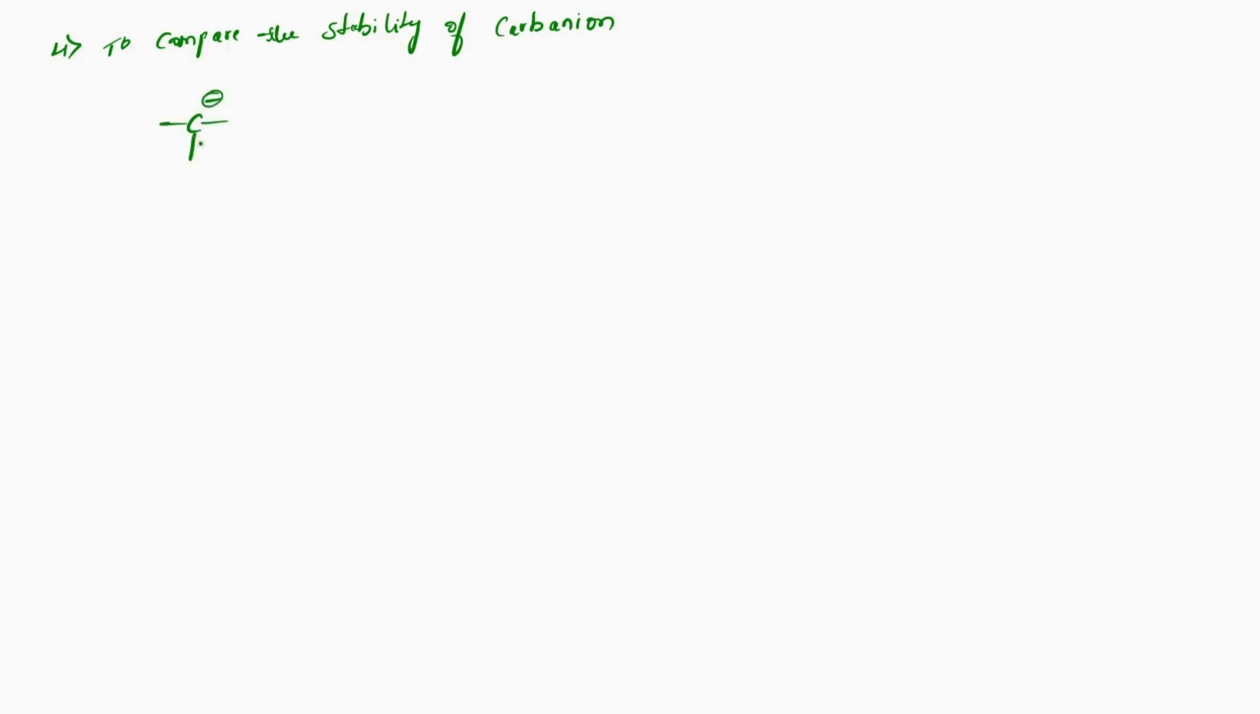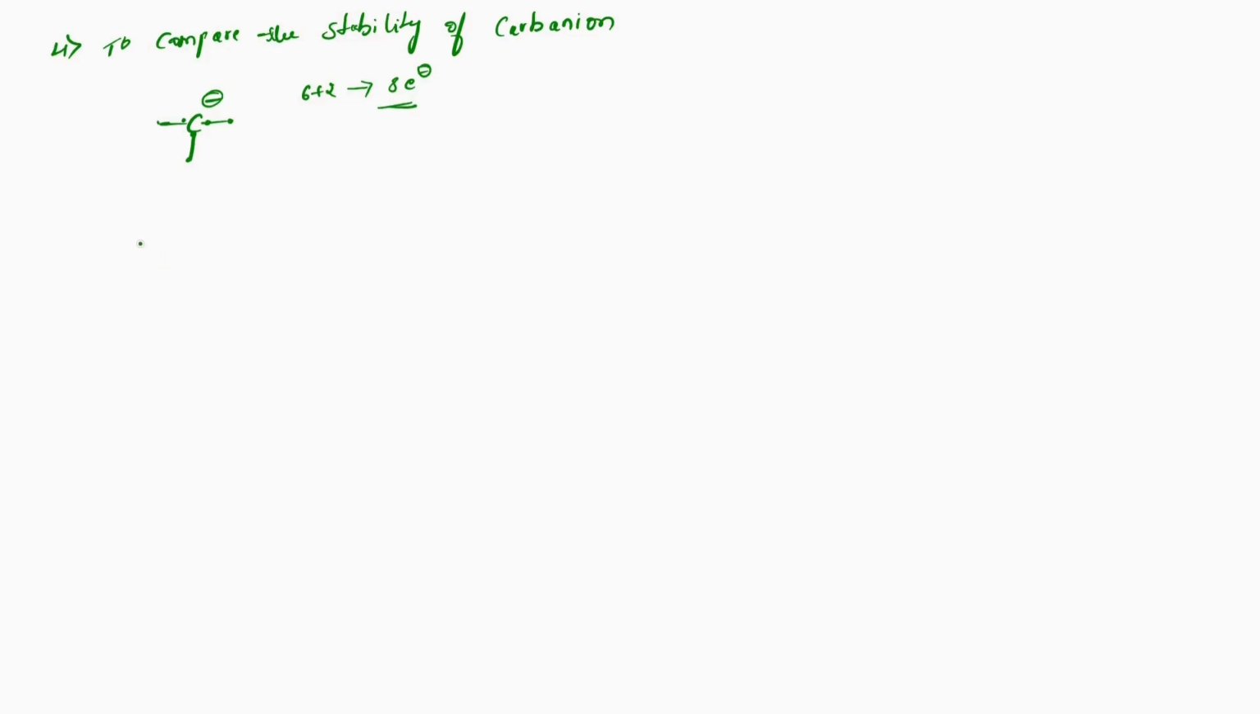This is carbanion. How many electrons are there? 1, 2, 3, 4, 5, 6, 6 plus 2 electrons. This negative charge indicates the presence of 2 electrons. Therefore, it is an 8 electron system. Since there is negative charge present here, it acts as a good electron donor.